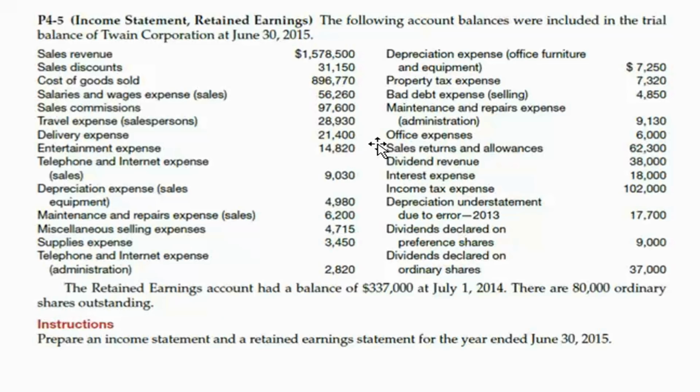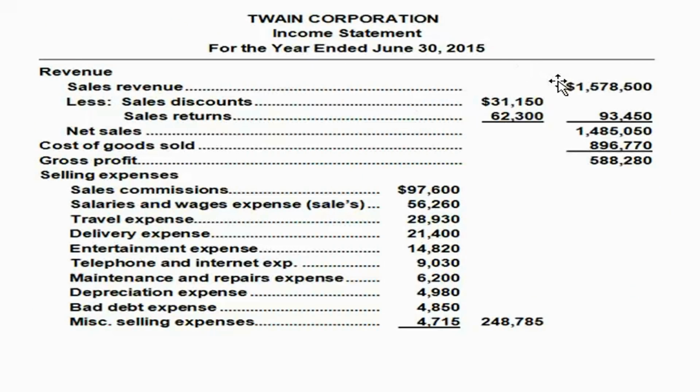Do I have sales discounts in the items? Yes, sales discounts of 31,150, and when we read, we found sales return and allowances of 62,300. So the total sales, 1,578,500, less sales discounts of 31,150 and less sales return and allowances of 62,300. Sales revenues less sales discounts and sales returns gives me net sales. So 1,578,500 minus 93,450 gives me net sales of 1,485,050.